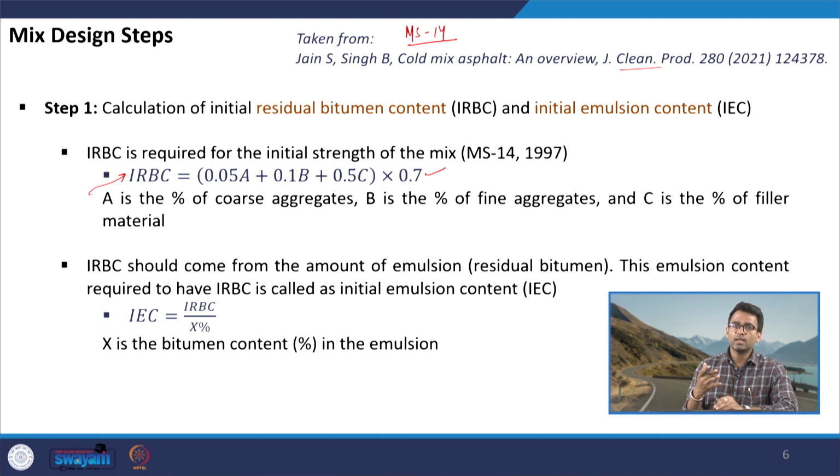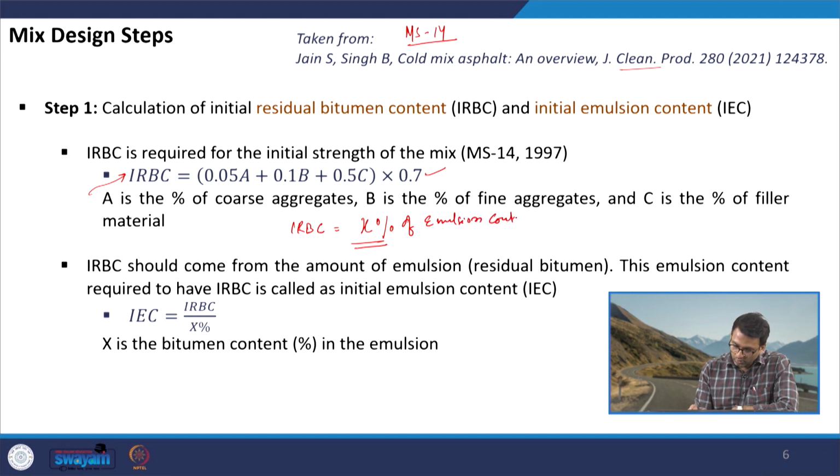So, when I say initial residual bitumen content, I can also define the initial emulsion content which has to be used. Using this formula, let us say we get the IRBC, which means this IRBC should be equal to the percentage of bitumen present in the emulsion, X% of the emulsion content, and this X is the percent of bitumen present in that particular emulsion which we are trying to use.